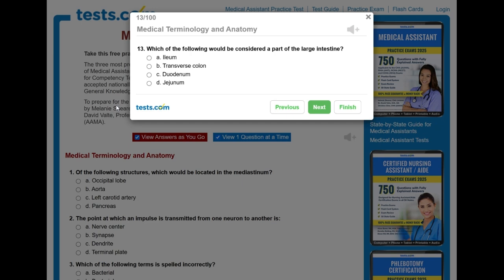Question 13. Which of the following would be considered a part of the large intestine? A. Ileum. B. Transverse colon. C. Duodenum. D. Jejunum.